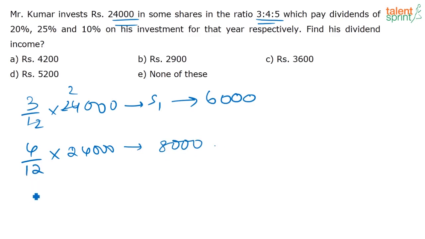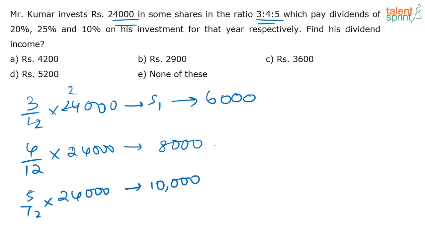Now on the third share, he is investing how much? 5/12. 5/12 of 24,000 is again, see, all this you needn't write, you can do it in your mind. He is investing 10,000 rupees. I am just writing it so that it's clear for everybody. So once you get these three, now what are they saying?